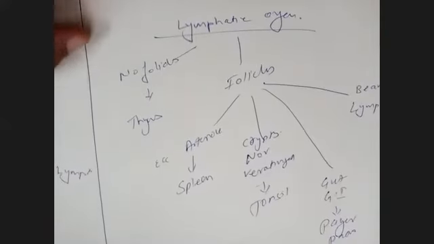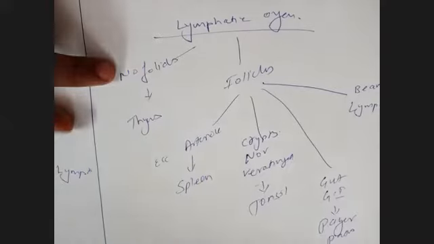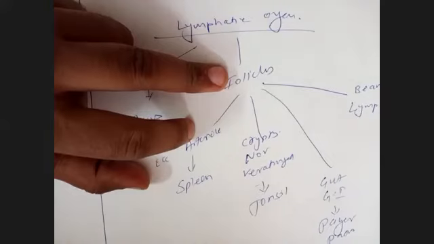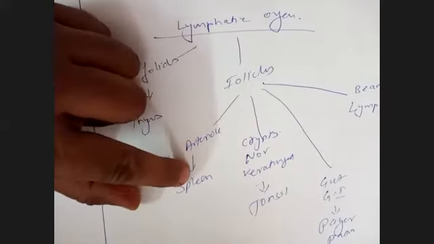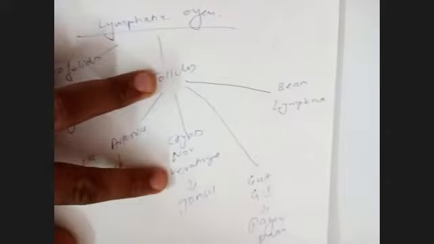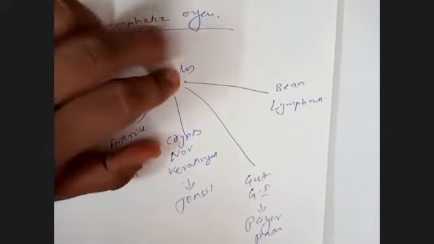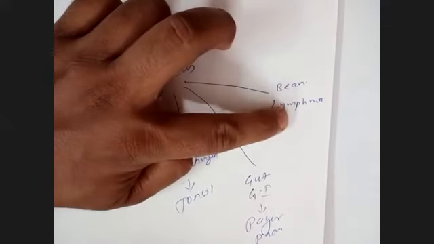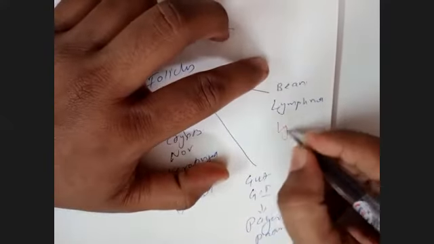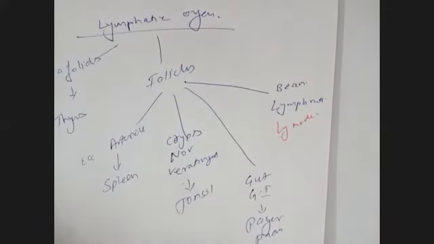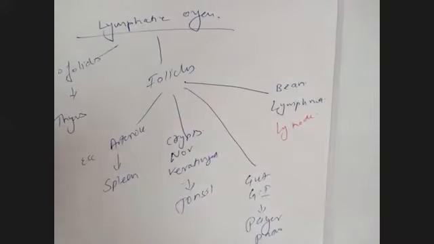So lymphatic organs, how do we identify the slide? If there are no follicles, it is thymus. If there are follicles and the eccentric arteriole, it is spleen. If there are follicles and crypts, then it is tonsil. If there are follicles and GI tissue, it is Peyer's patches, and follicles in a bean-shaped organ is the lymph node. Okay, now the histopathology of the thymus.